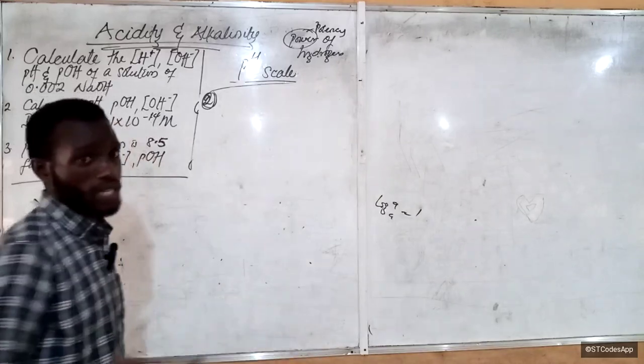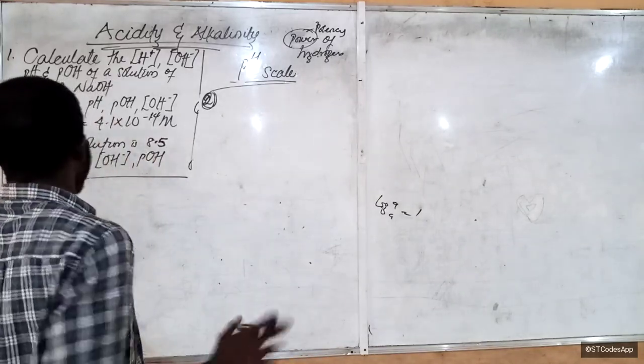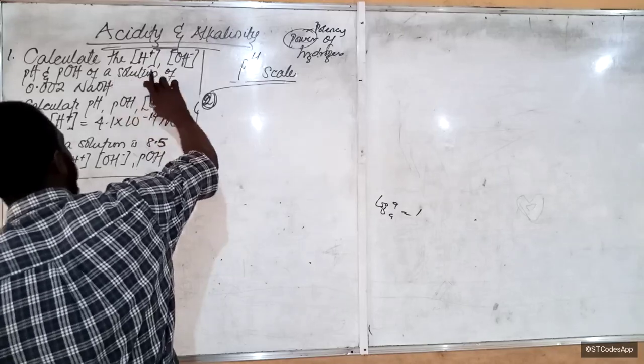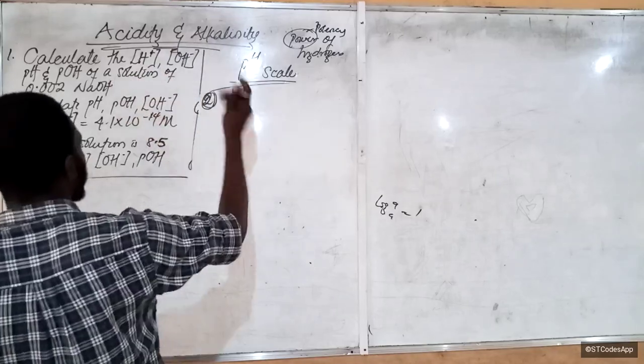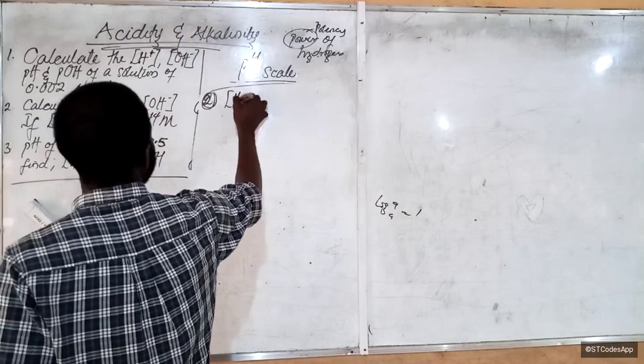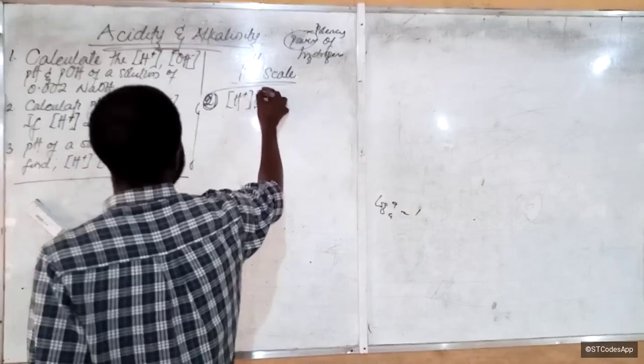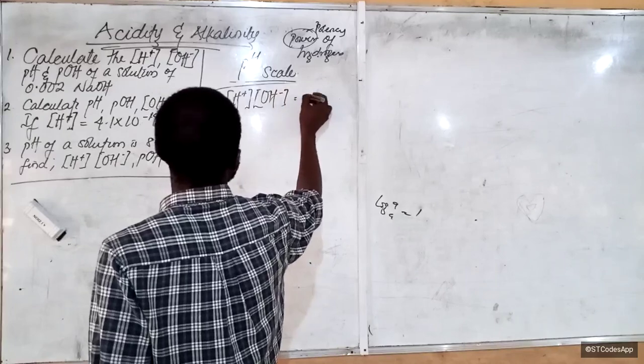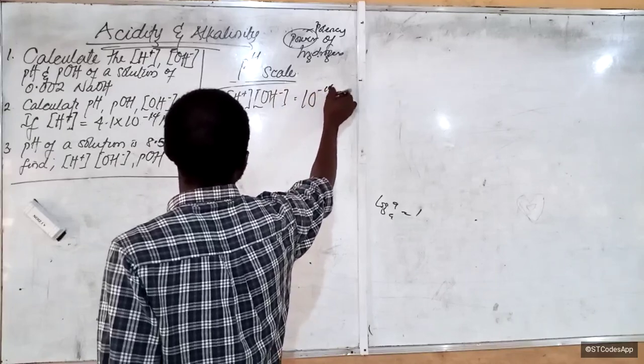I could solve any one. Look at what I'm going to do. First, to solve pOH, I need the concentration of hydrogen. So let me solve the concentration of hydrogen. So recall that the H plus times OH minus concentration is going to give us 10 raised to the power minus 14.